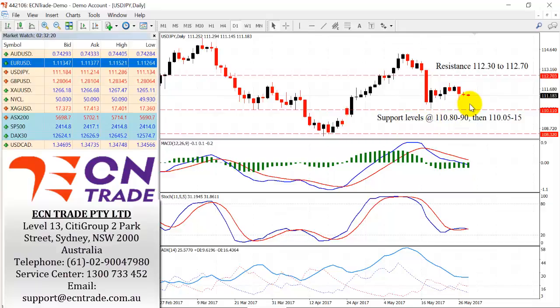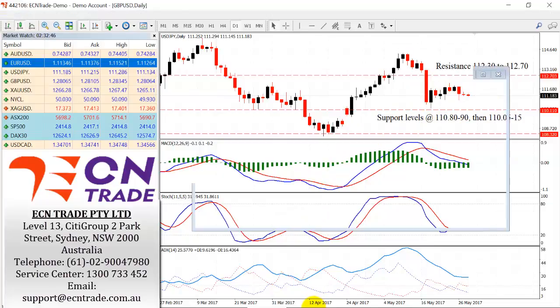Now, if we do get a stronger return in momentum, then we could see the advance for dollar yen up towards the region around 111.70 and then up towards that 112.30 to 70 region. But in light of the current pattern, we could see, as I say, for the first 12 hours, a little bit of pressure to the downside, but overall, eventually to recover.